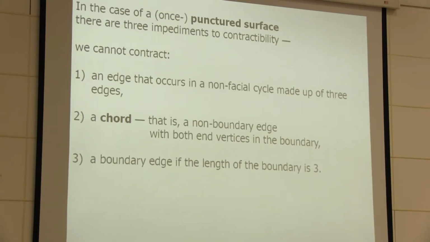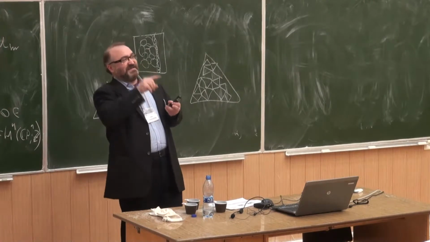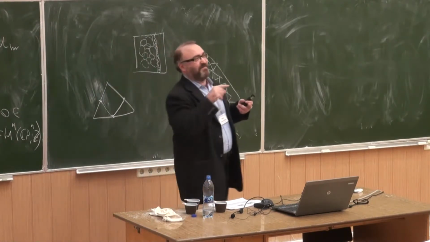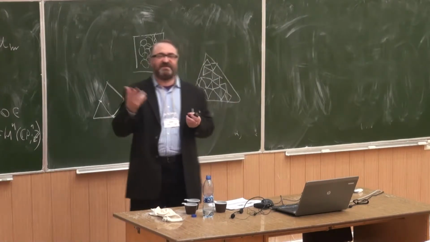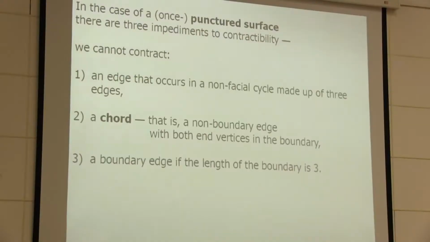And the third impediment is simple. If you have a hole of length 3, that means a cycle of length 3 is the boundary of that hole, you cannot contract any of the edges for the same reason. It will change the topology. It will close the hole.